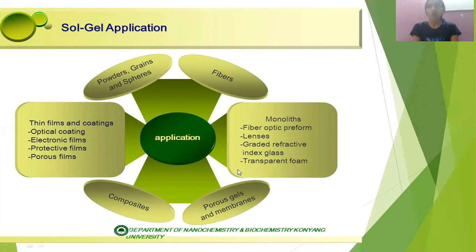So I hope you have understood the significance of the sol-gel process, how the sol-gel process is used as a manufacturing technique in nanotechnology. What are the steps involved in the sol-gel process?